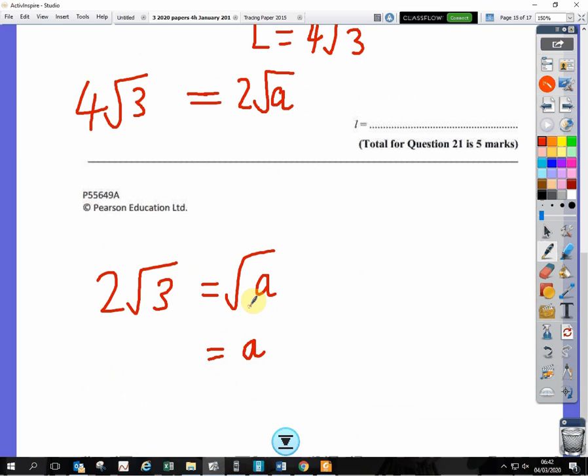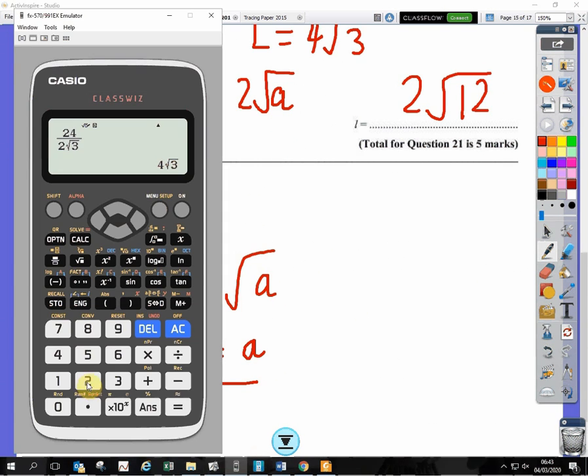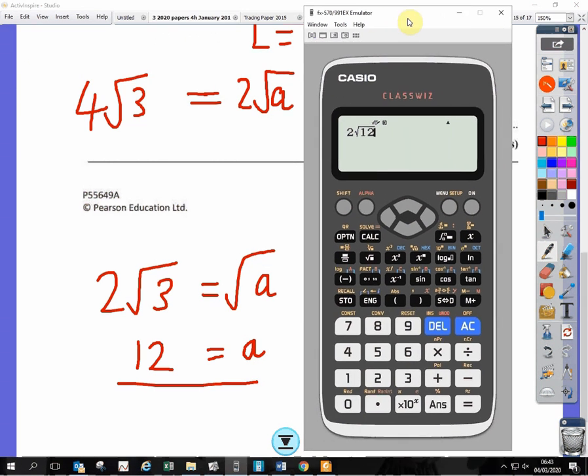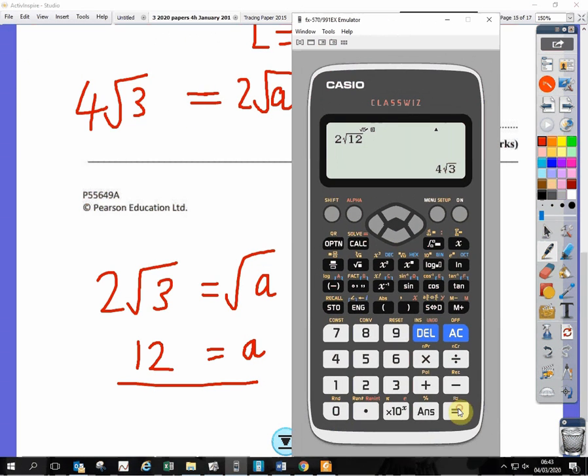So then what's a? Well, if we have the square root of a is 2 root 3, then a is equal to this squared, and if you square 2 root 3, you get 12. So remember, we want to write it in the form 2 root a, so now we know it should be 2 root 12. And you can check this on the calculator by typing in 2 root 12, and it should equal 4 root 3, because we said it should be equal to 4 root 3 earlier, and it is.